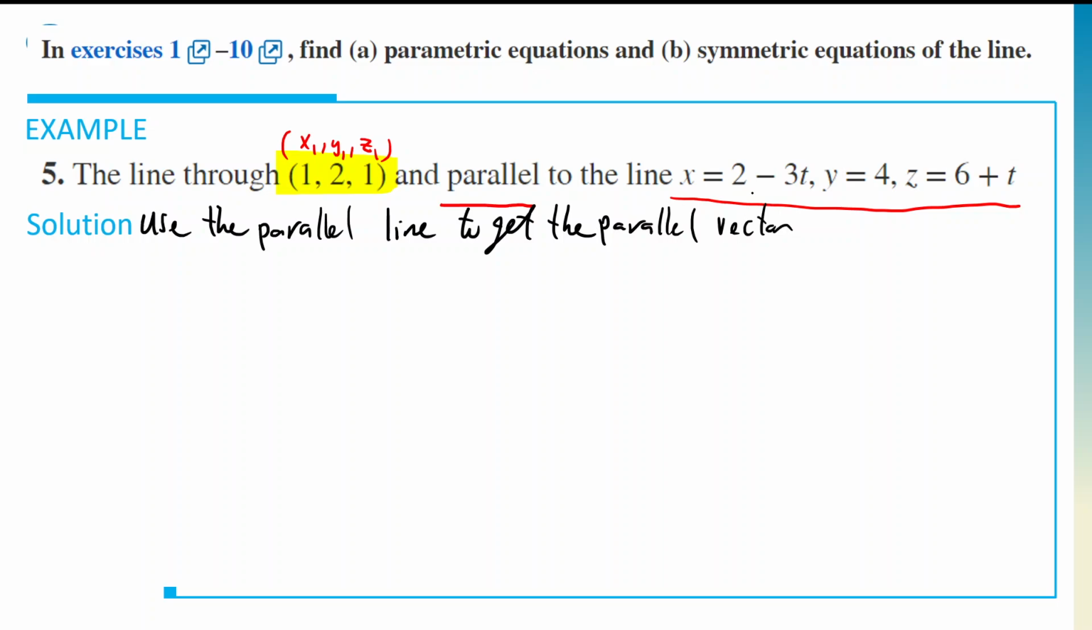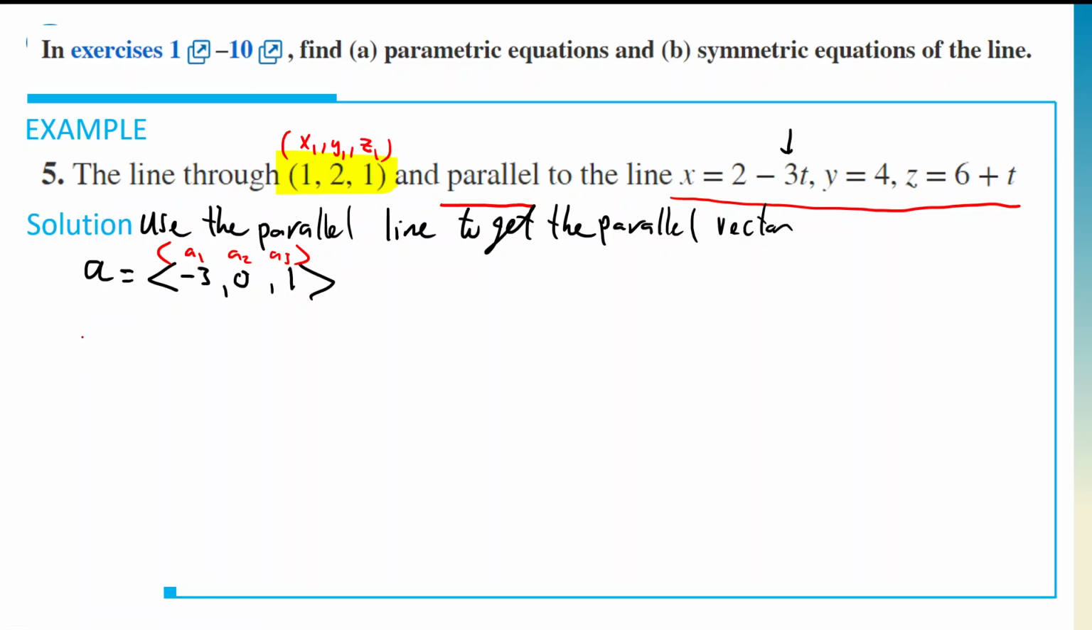How do we get the vector from the line? We always take the coefficient of t. This is basically the vector. So the vector v now for us, or let's call it a, is equal to the first component, the coefficient of t, which is -3. Second, there's no t, so it's 0. The third equation, it's 1. So this is the parallel vector. This one for us, we know it as a1, a2, a3. Okay, now we have everything we need.